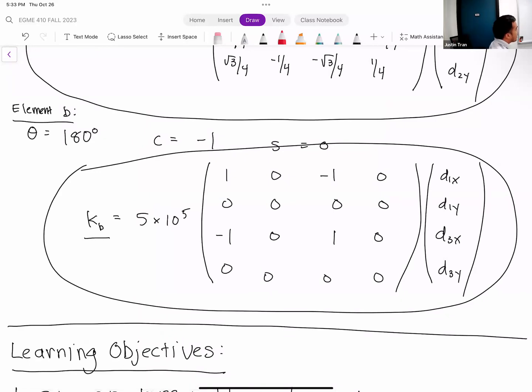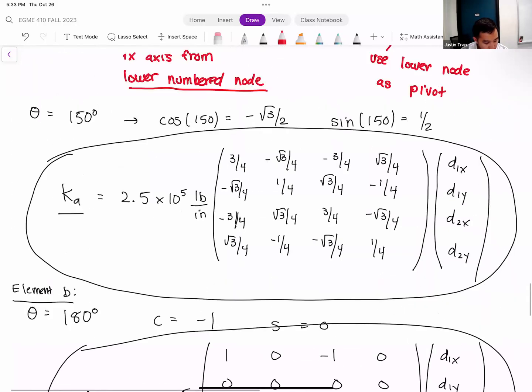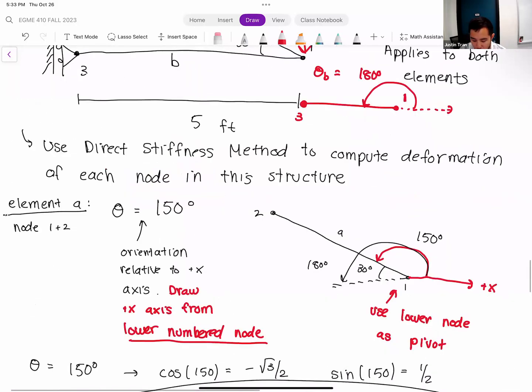For element B, the angle that we're working with is 180 degrees. If you look at element B here, the lower numbered node is on the right, and we're going to rotate until that is on the left, so that is 180 degrees. Now that we have our element stiffness matrices, let's move on to the next step, which is assembly.